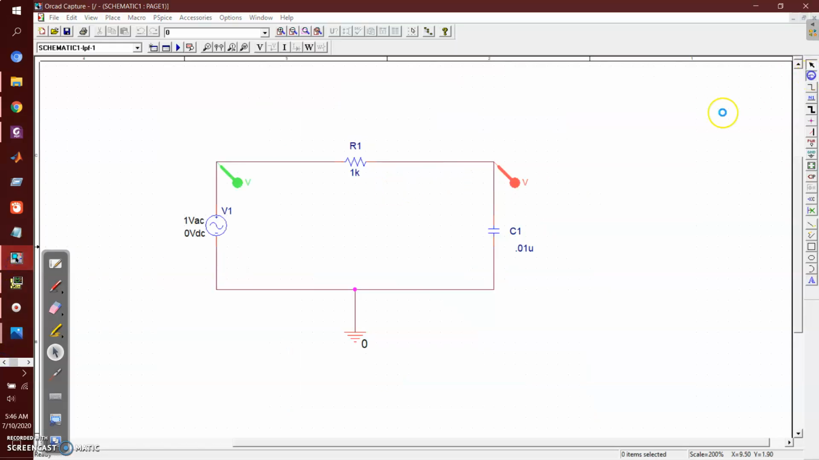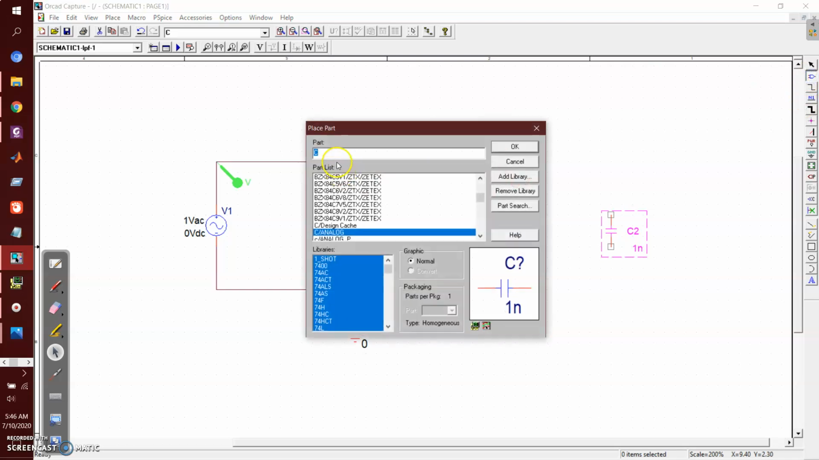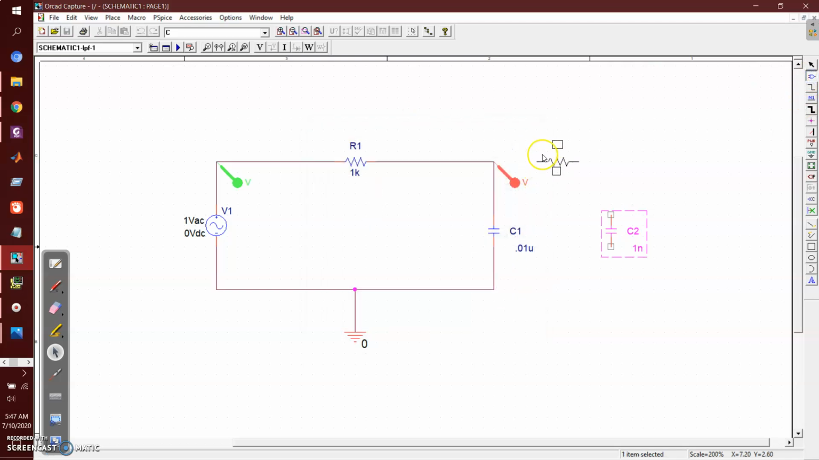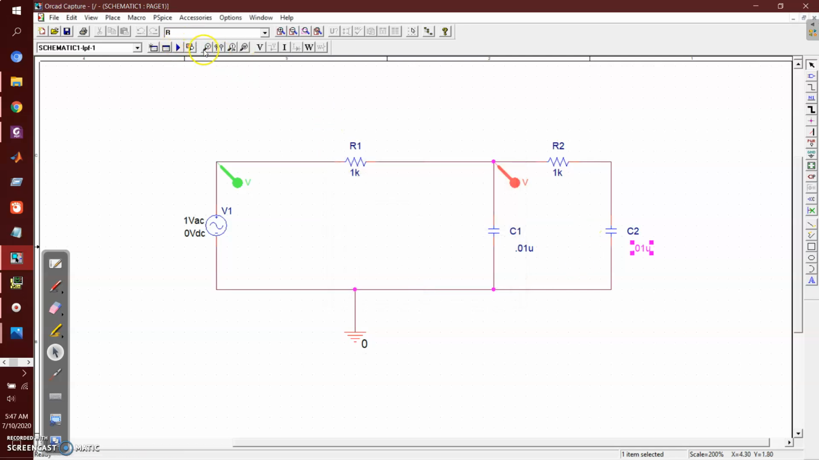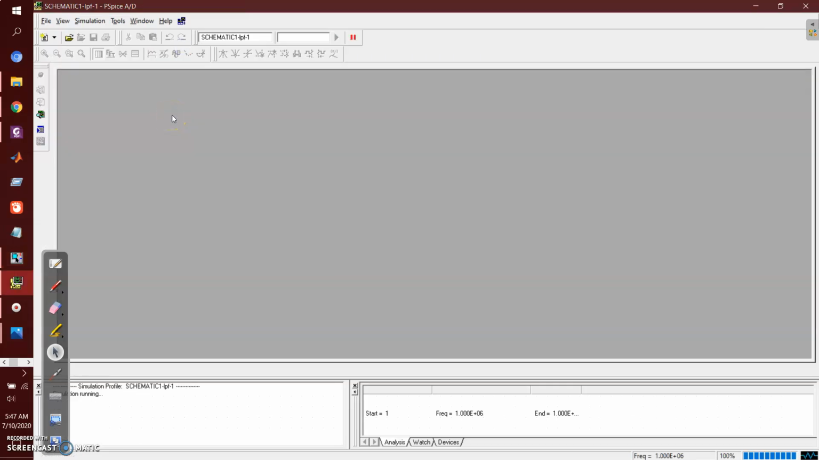I have this one, so I want to add another resistor and capacitor. Click R to rotate it, and I want one resistor. I just place another resistor. Now connect these portions. So this is my new low pass filter. Let's take a look at the outputs.